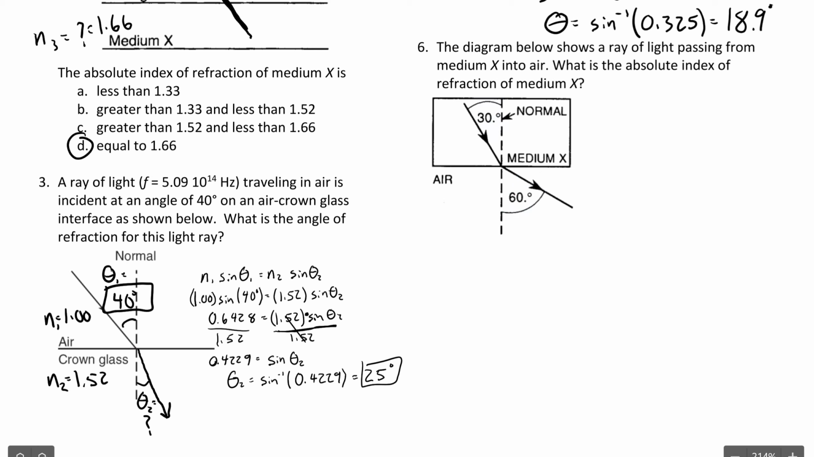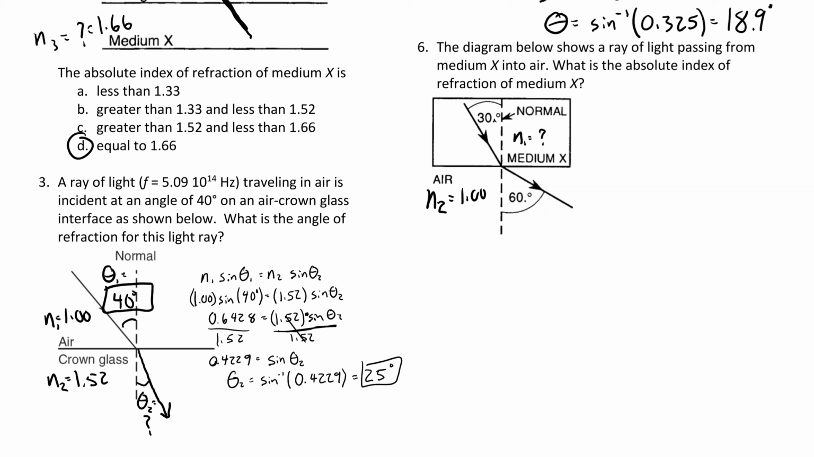So we know air is n is equal to 1. But look where it starts. It starts in medium X, and then the second place it goes is the air. So we'll call that N2. All right, so the other thing is it's important to keep, this is N2 and theta 2. This is going to be N1 and theta 1. You want to keep them on the same sides of the equal sign.